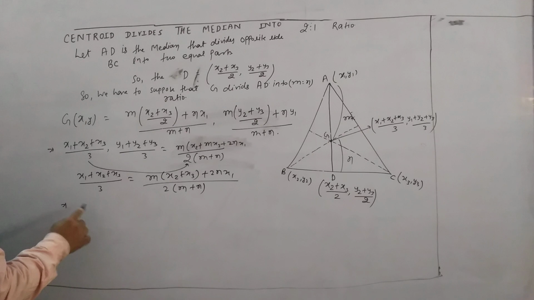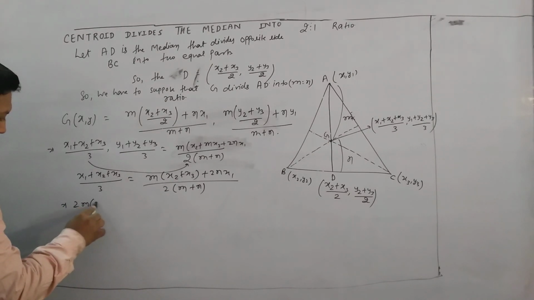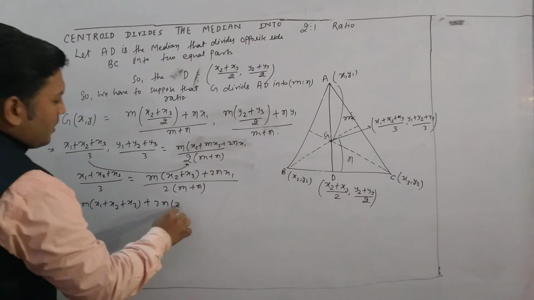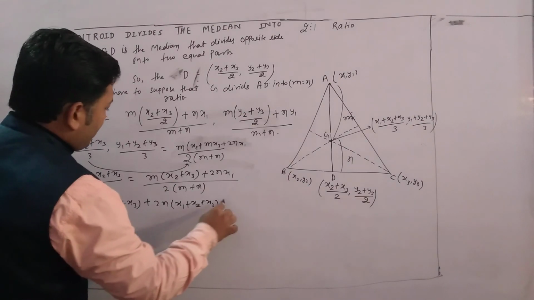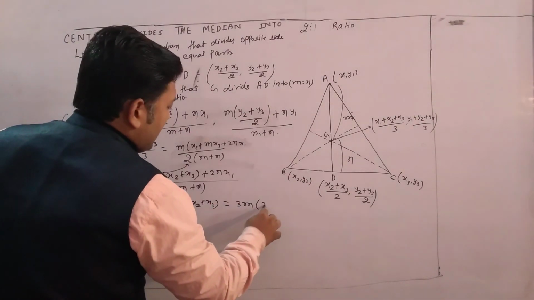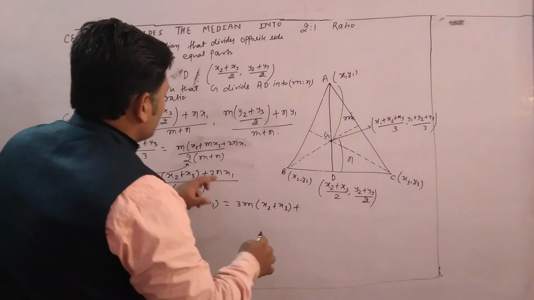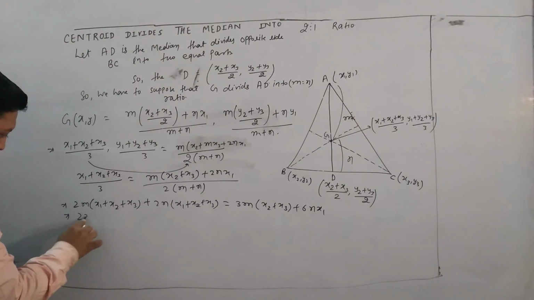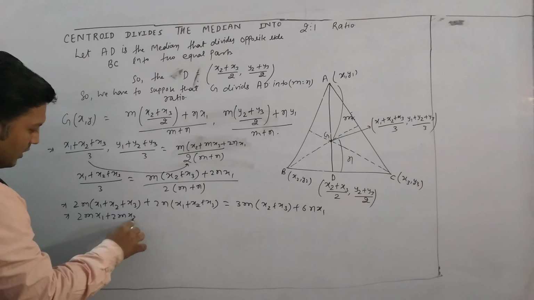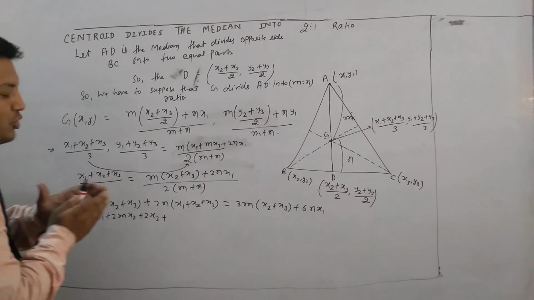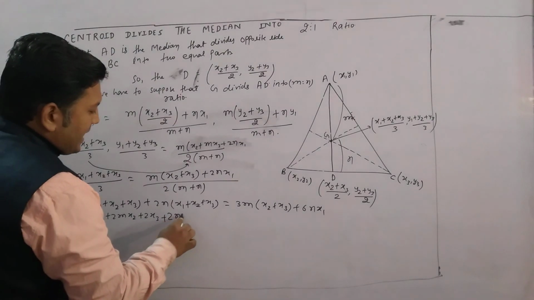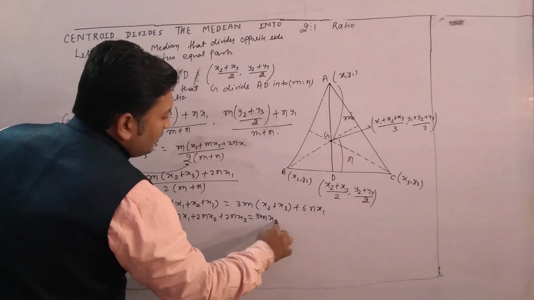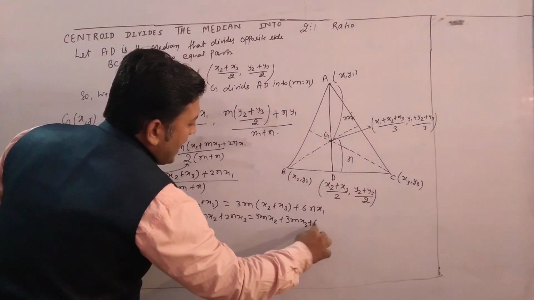And cross multiply, what will be 2m into x1 plus x2 plus x3 plus 2n into x1 plus x2 plus x3 equals 3m x2 plus x3 and 3 into 2, 6n x1. Now when we separate it, 2m x1, 2m x2, 2m x3, first of all we have to segregate each and every term. 2n x1, 2n x2, 2n x3, 3m x2, 3m x3 and 6n x1.